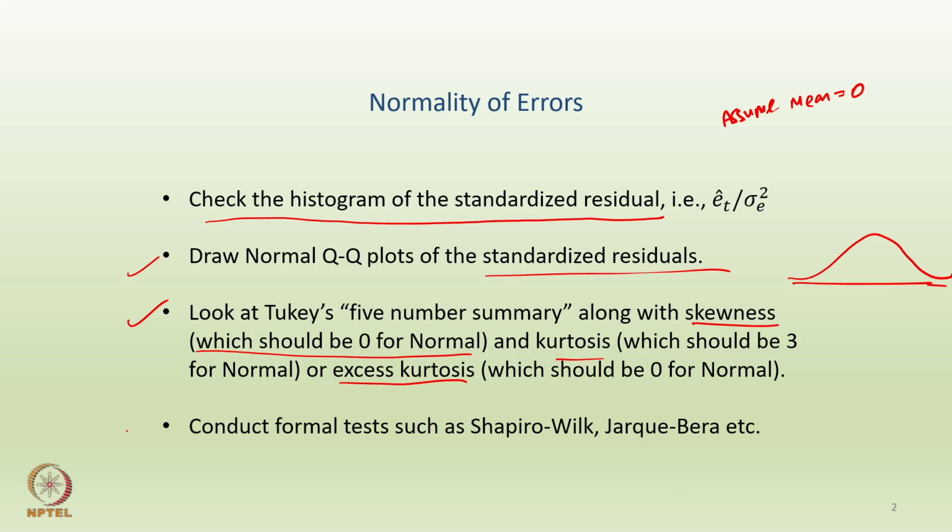Apart from that, one can test using hypothesis testing, which is much more formal. Some of these tests are, let us say, Shapiro-Wilk or Jarque-Bera. These two pairs of people provided hypothesis tests to find out whether the underlying distribution is normal or not. So, this is all about normality of errors. We will go into a bit more detail and try to explain some of these points.